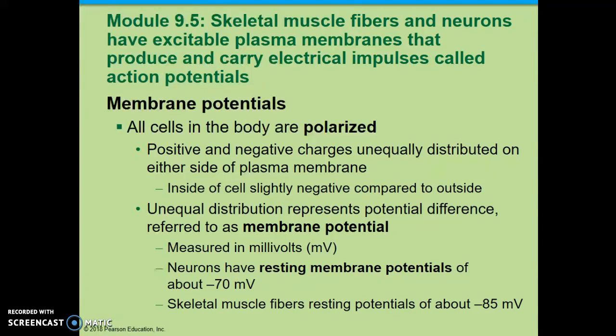There's a difference in the distribution of those ions, and that difference is called the membrane potential. And this membrane potential is measured in millivolts. Neurons have a resting membrane potential of negative 70 millivolts, and skeletal muscle fibers of negative 85 millivolts.